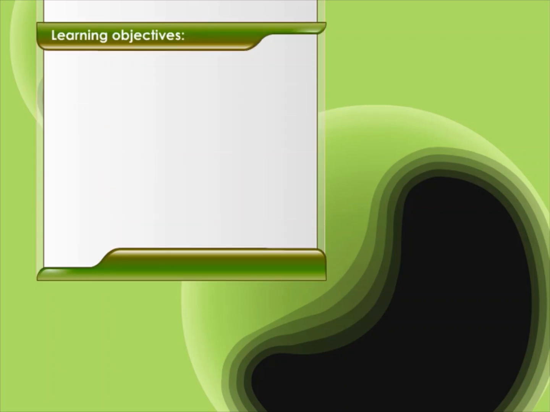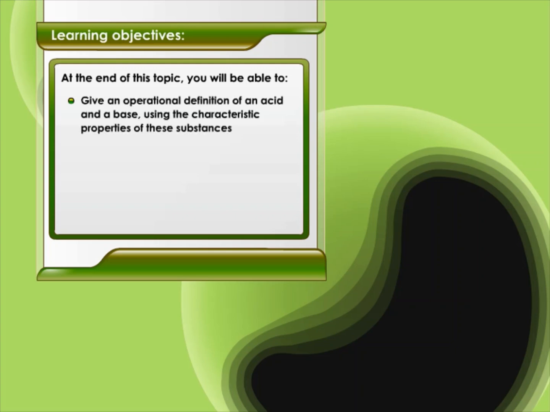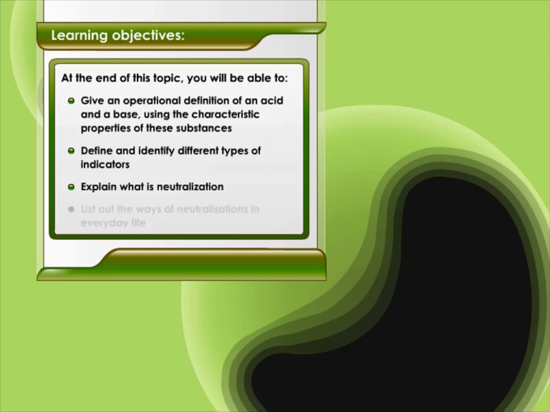Learning objectives. At the end of this topic, you will be able to give an operational definition of an acid and a base using the characteristic properties of these substances. Define and identify different types of indicators. Explain what is neutralization. List out the ways of neutralization in everyday life.